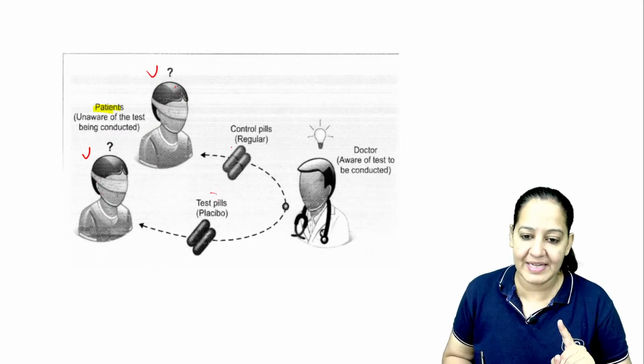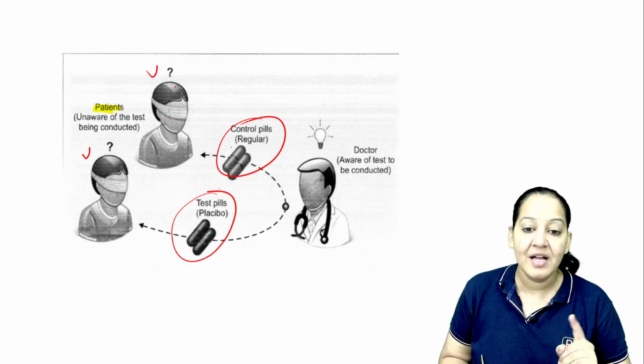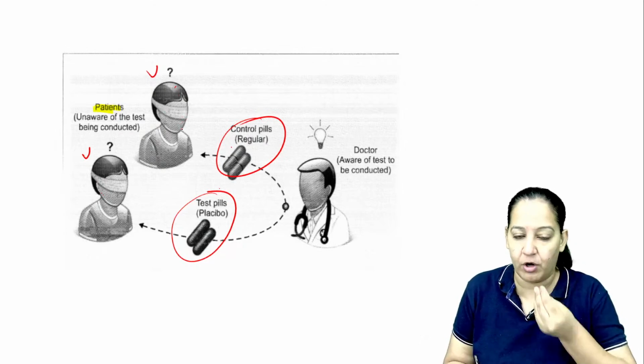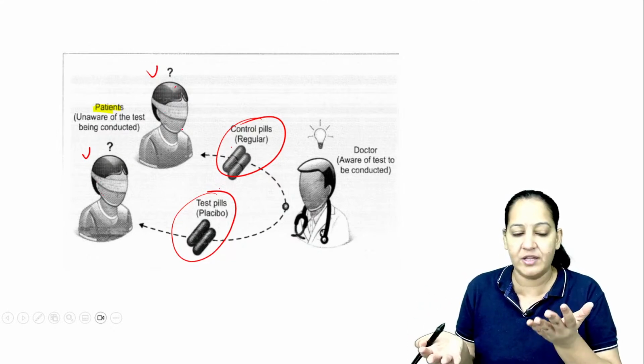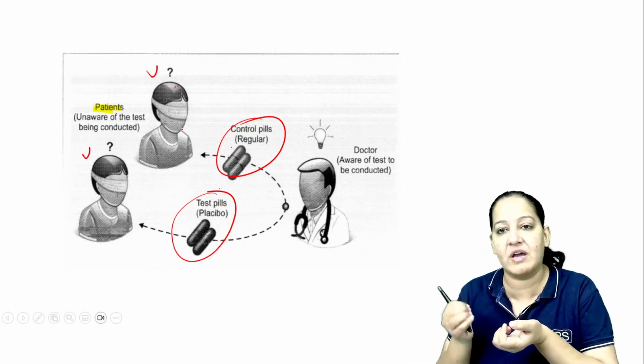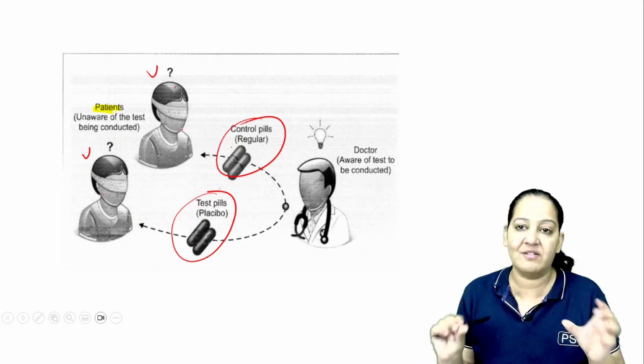Now one of them is getting the real drug, the test drug, and one of them is getting the placebo, right? The patient doesn't know what he is taking. The patient knows I'm taking a red capsule. There are two patients sitting together. She's saying I am also having a red capsule, you are also having a red capsule. Now which is having the real drug, which is having the placebo? We don't know. External appearance is the same.